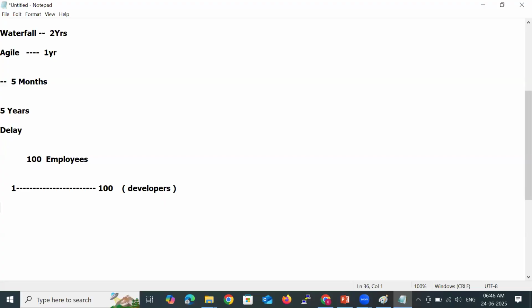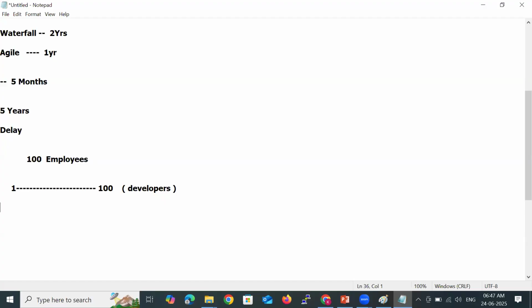Got it? In a company of 100 employees, do you think everybody is a developer? All big IT giants like Infosys, TCS and Wipro are saying that they have many thousands of employees worldwide. Agree? Do you think everybody is a developer?